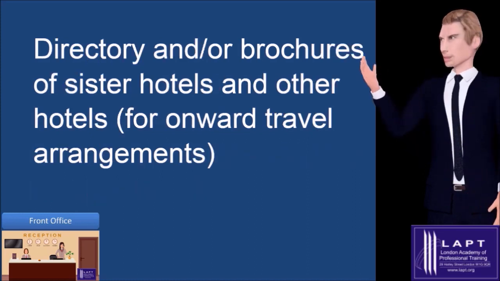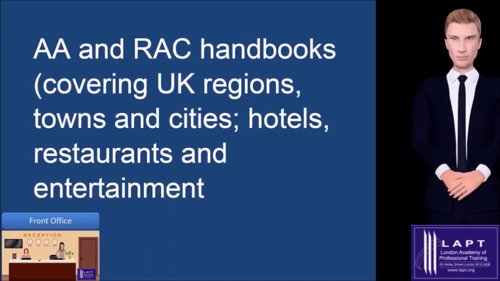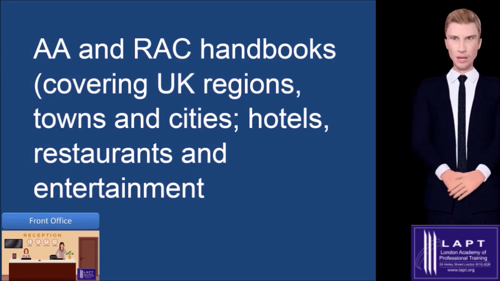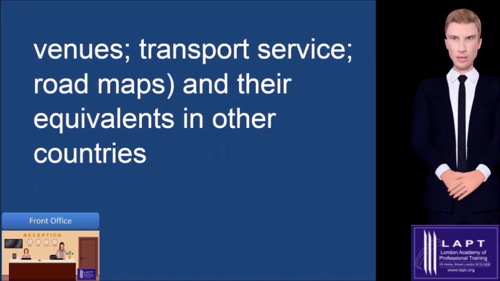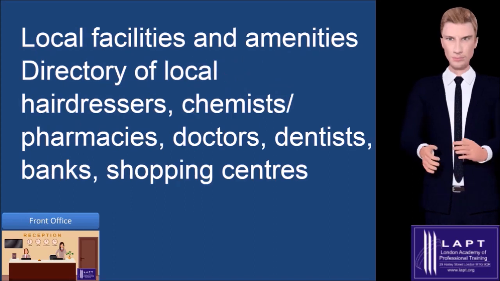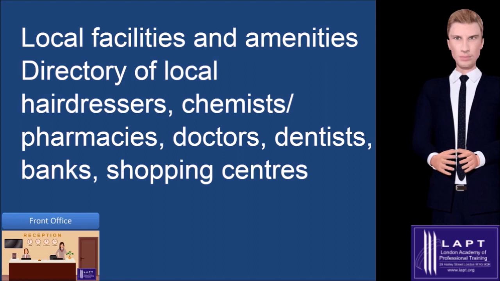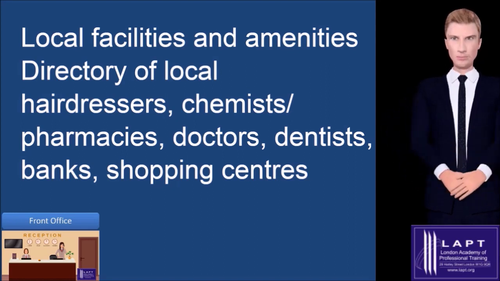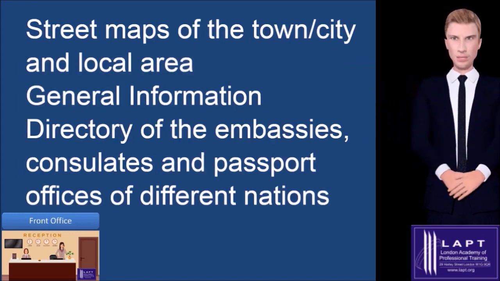Directory and/or brochures of sister hotels and other hotels, for onward travel arrangements. AA and RAC handbooks, covering UK regions, towns and cities, hotels, restaurants and entertainment venues, transport services, road maps, and their equivalents in other countries. Local facilities and amenities. Directory of local hairdressers, chemists/pharmacies, doctors, dentists, banks, shopping centers. Street maps of the town/city and local area.